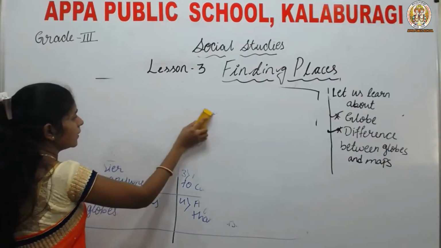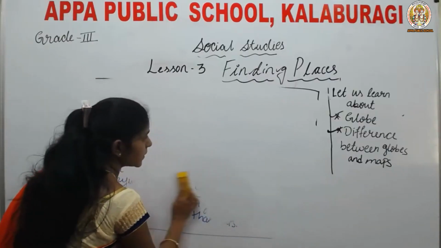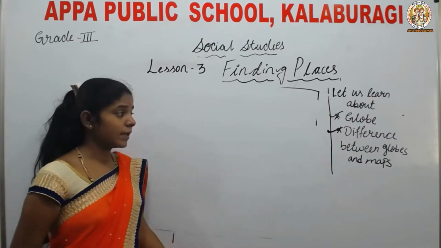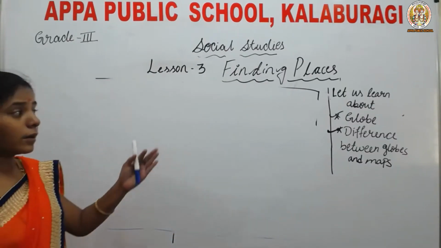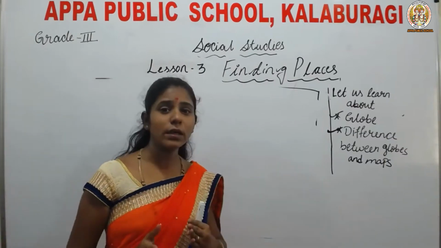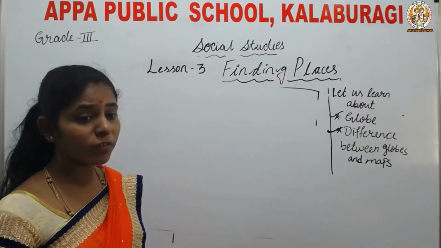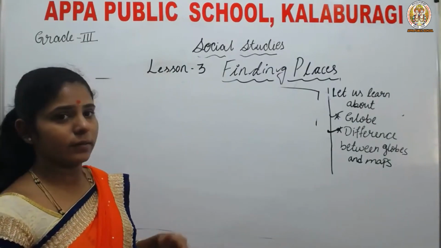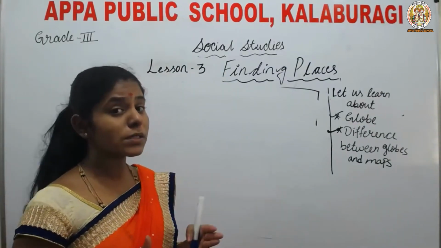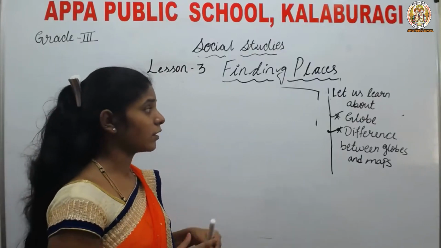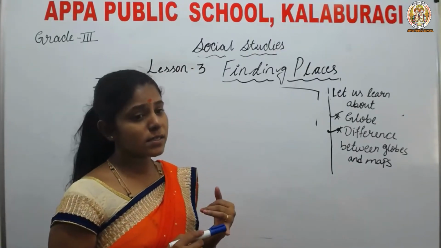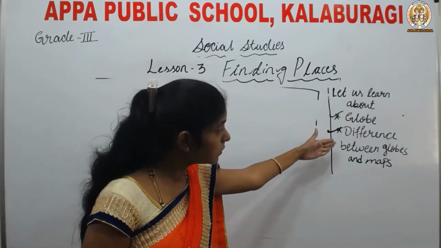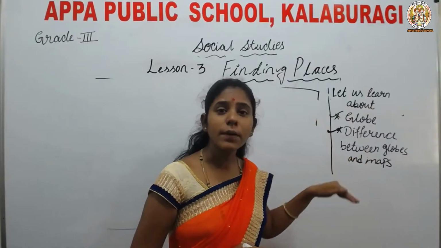Okay, children. What have we studied today? About the globe and the difference between globes and maps. A globe is the exact model of the earth. The word globe comes from the Latin word globus, which means a spherical object. After that we learned the advantages and disadvantages of the globe. After that we learned the difference between globes and maps.